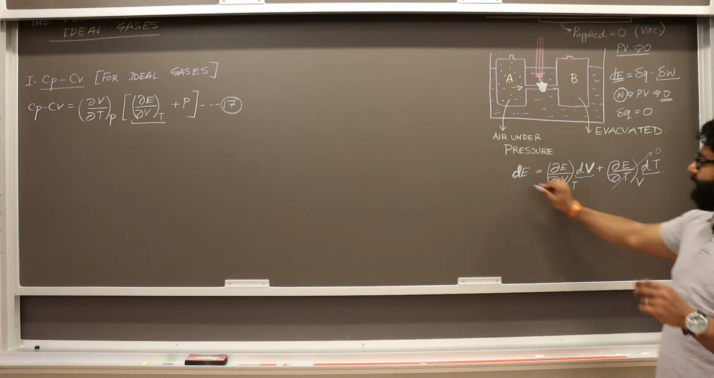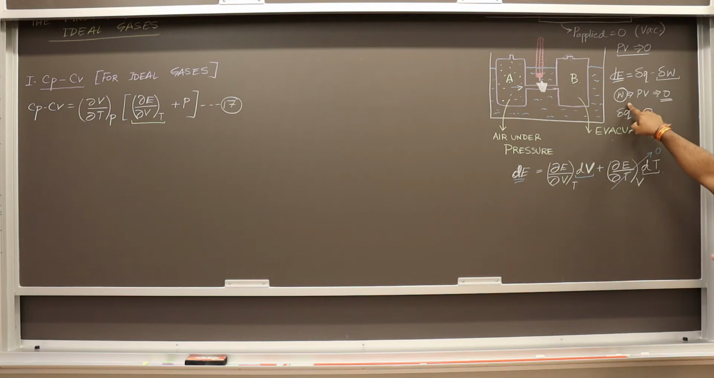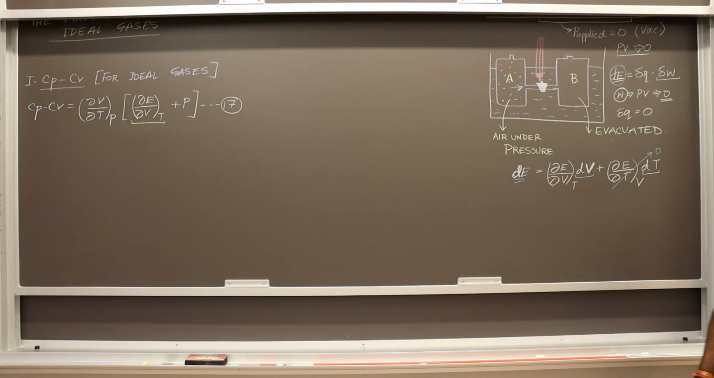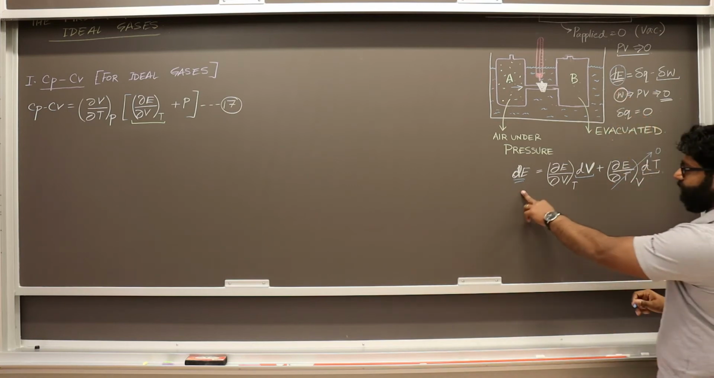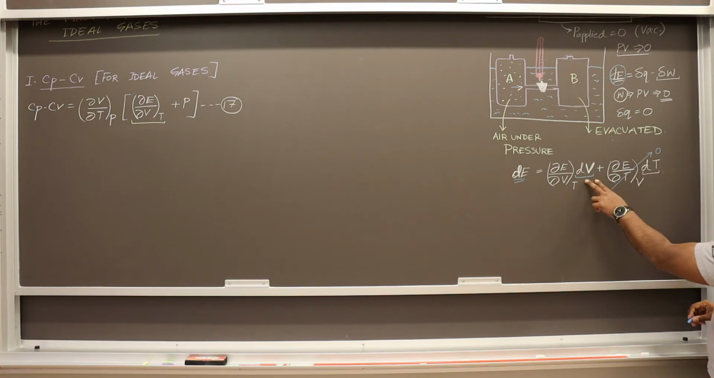But we know that dE is 0. Why? Because W and Q both are 0. So this dE should be 0. This is 0. dV is a positive number, a non-zero number.